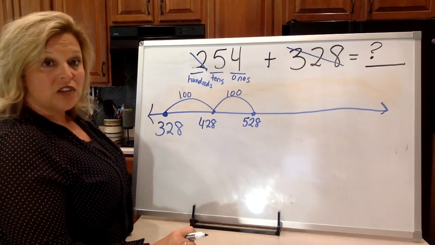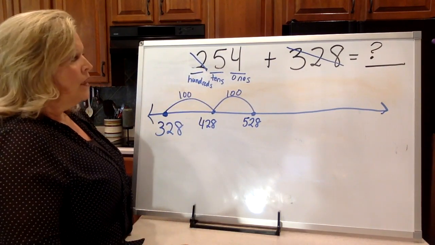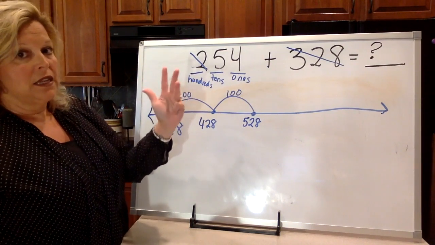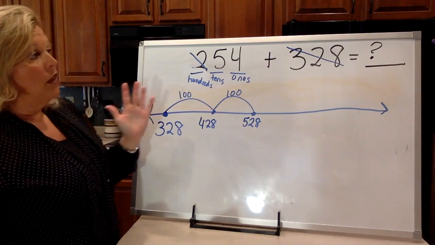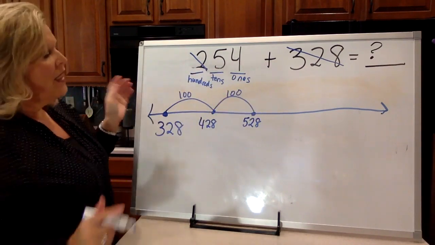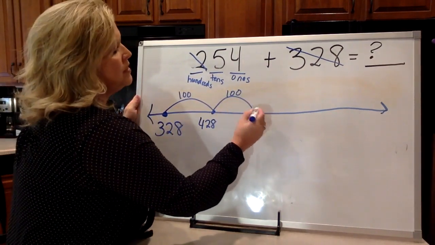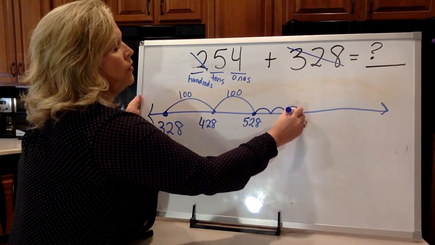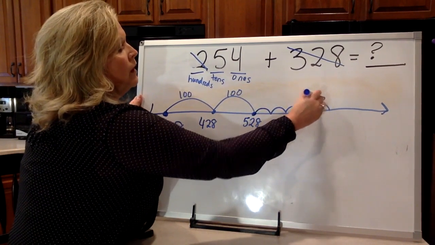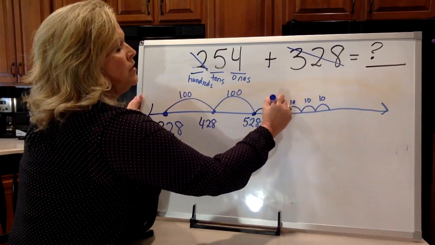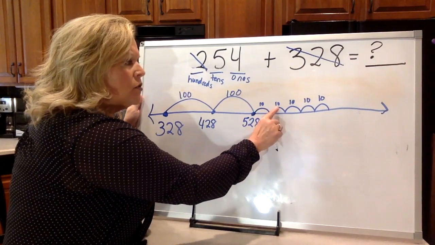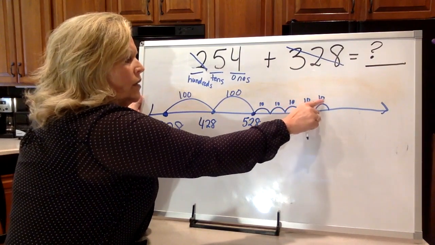He's in the tens chair, so he's worth 50. Every time I jump, he's going to be worth 10, 10, 10, 10, 10. You could jump it all in one jump of 50. I like to jump my tens little, just in case someone needs me to really show them what it looks like. 10, 20, 30, 40, 50. And I'm going to put a 10 over each jump. Let me make sure they're all there. 10, 20, 30, 40, 50.